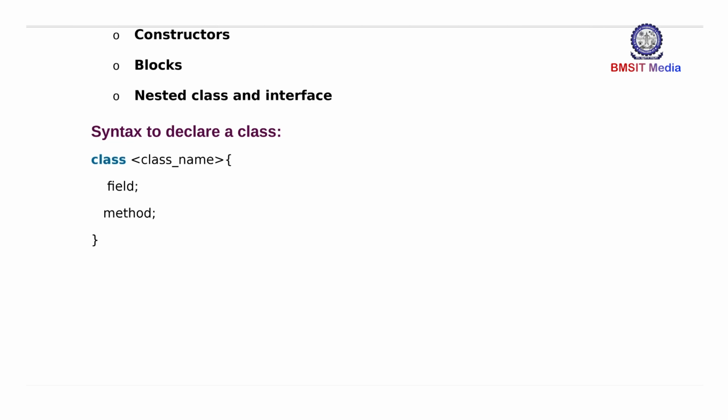So class is the keyword, then followed by the name of the class. Then we open the curly bracket, then we write field and method. Two major components are there inside the class, very basic components we can say. The two components are the field and a method.